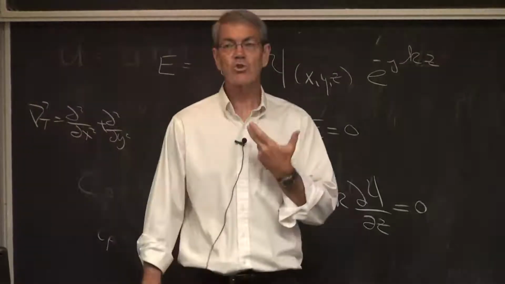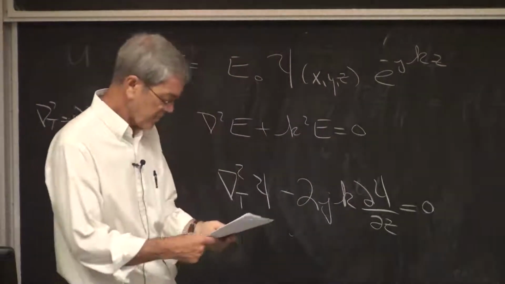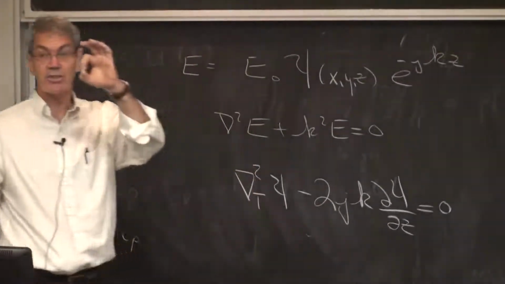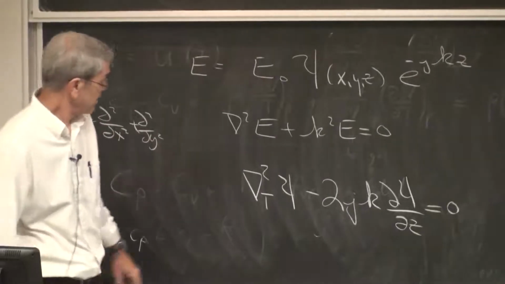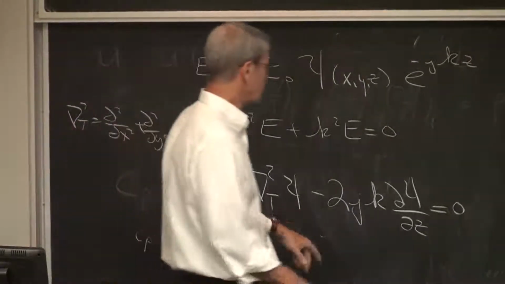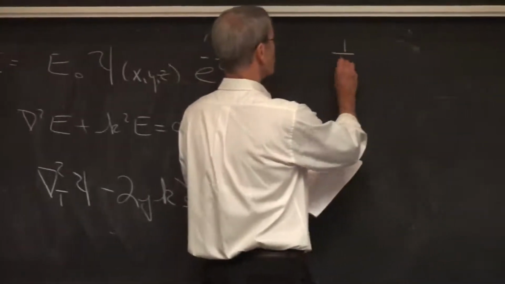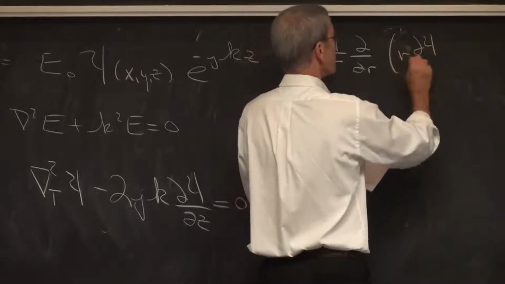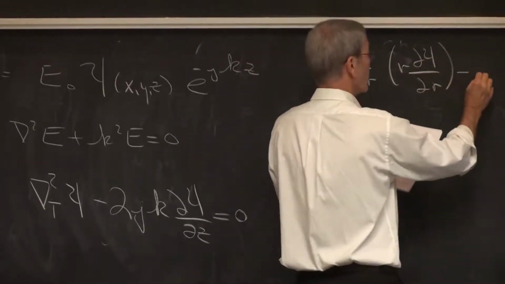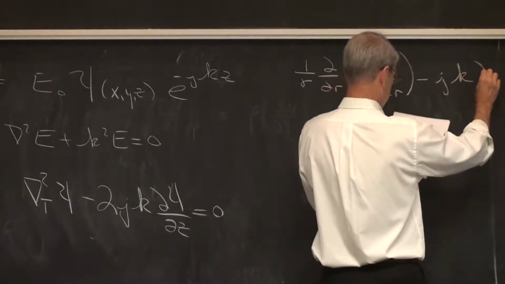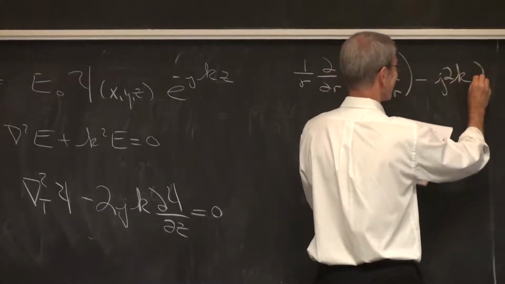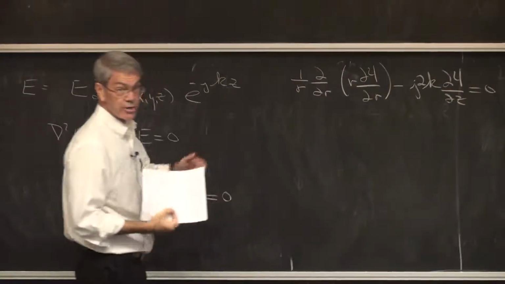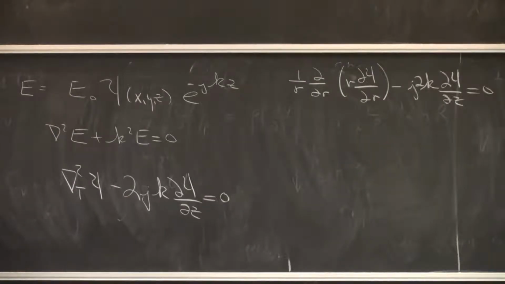So we're going to assume a basic form of this. First I'm going to do a couple of things. I'm going to assume we've got a cylindrical beam, so I'm going to use cylindrical coordinates instead of x, y, and z. This would look like 1 over r d dr of r d psi dr, minus 2jk d psi dz equals 0. So same equation, just in radial, cylindrical terms.